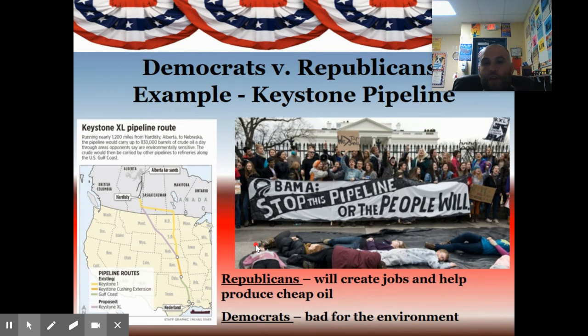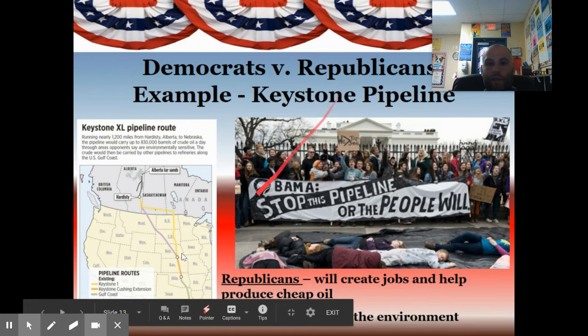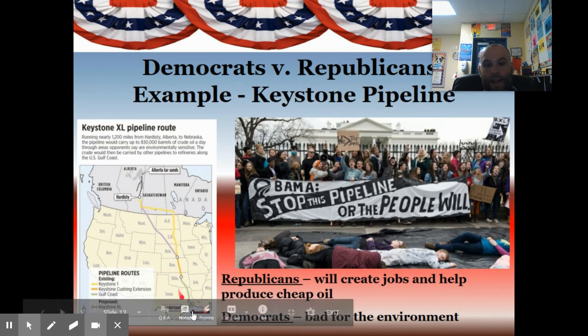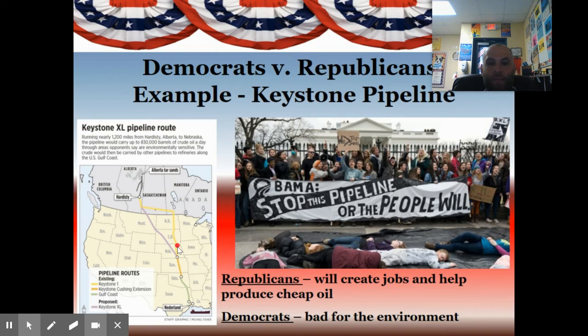All right, so here's a good example of the difference between Democrats and Republicans. An oil company wants to build an oil pipeline from Canada down to the Gulf of Mexico. Republicans are for that. They're not as worried about the environment. This is good for business. It'll create jobs. It'll help produce oil. This is a good thing.